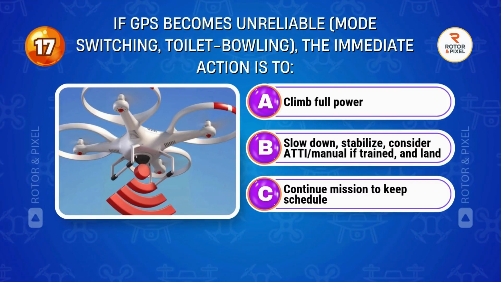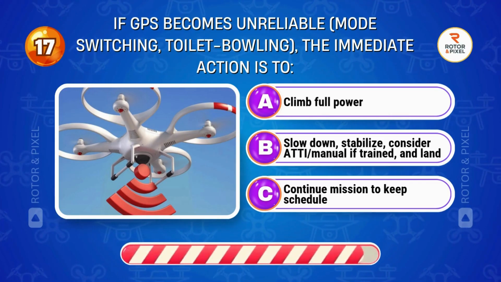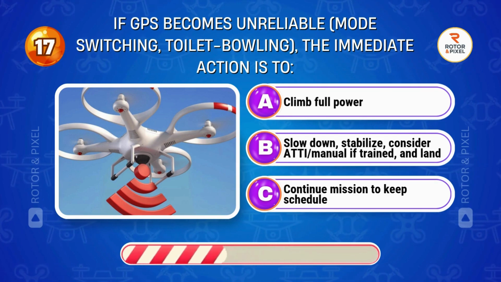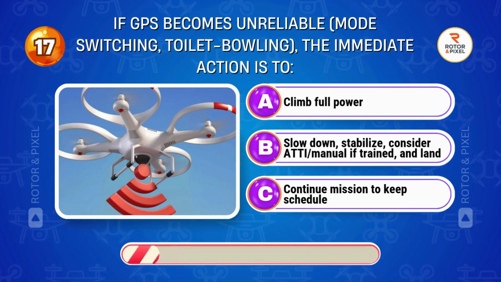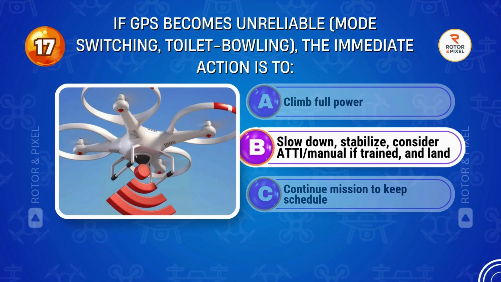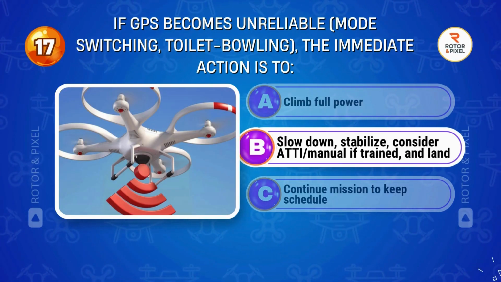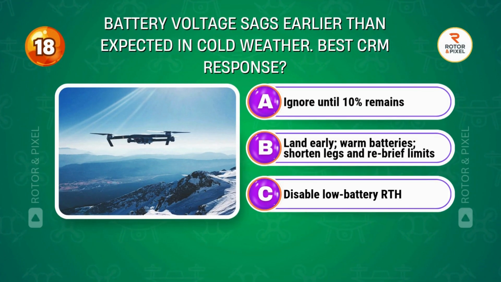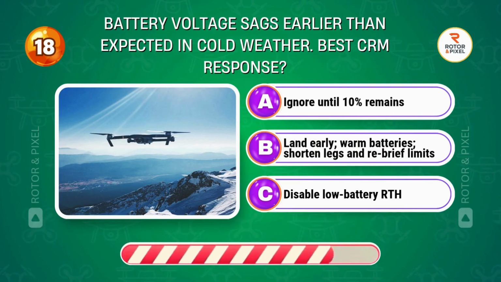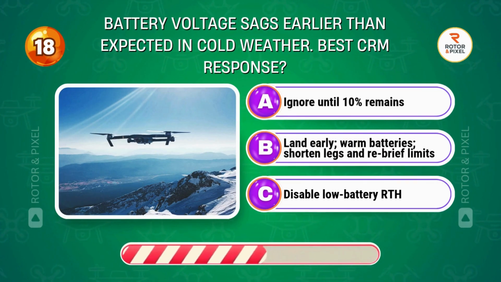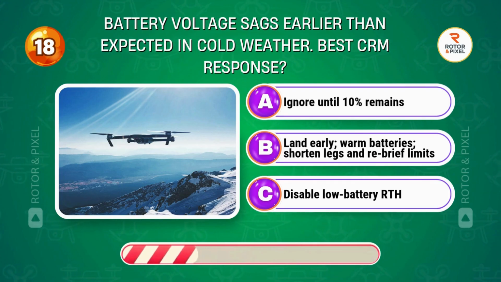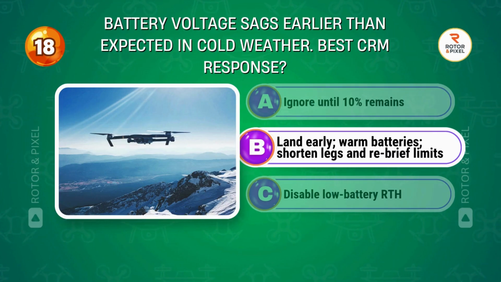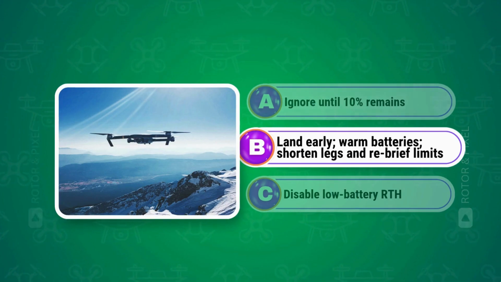If GPS becomes unreliable, with mode switching or toilet bowling, the immediate action is to... Answer B, slow down, stabilize, consider ATTI/manual if trained, and land. Battery voltage sags earlier than expected in cold weather. Best CRM response? Answer B, land early, warm batteries, shorten legs, and rebrief limits.